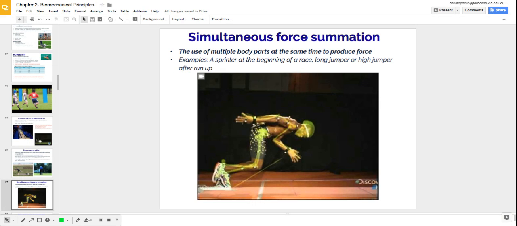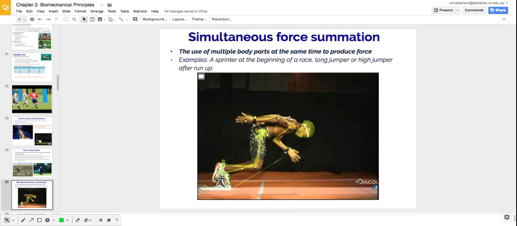When we're looking at simultaneous force summation, that's essentially saying that we need to use multiple body parts at the same time to produce force. So if we think about a sprinter at the beginning of a long race, or a long jumper or a high jumper in the run-up, okay, when they take off, they're going to have multiple body parts moving at the same time trying to generate the force.